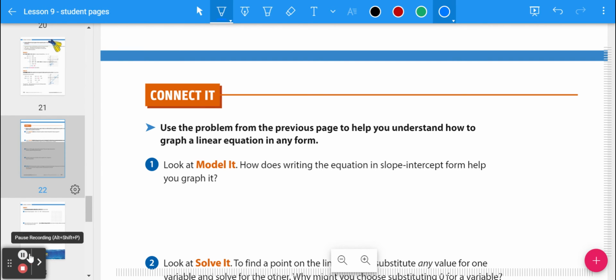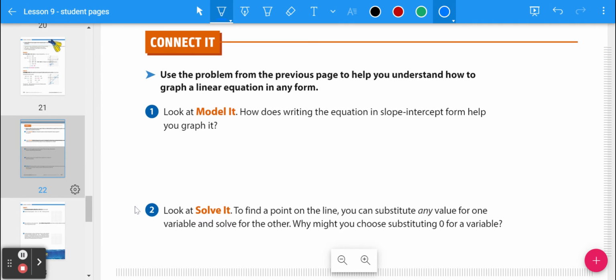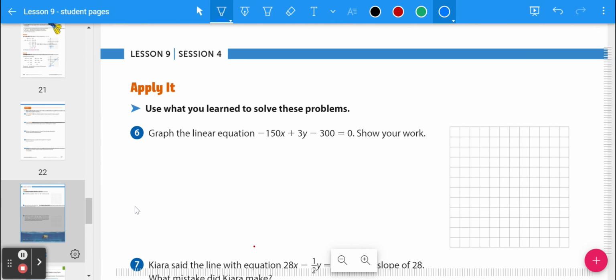I do want to just mention number 1 here on the next page, where it says, how does writing the equation in slope-intercept form help you graph it? Well, we know slope-intercept form. We know the slope, what to do with the slope and the y-intercept, so that's why it's so easy. So let's do it. Turn the page, go to number 6.